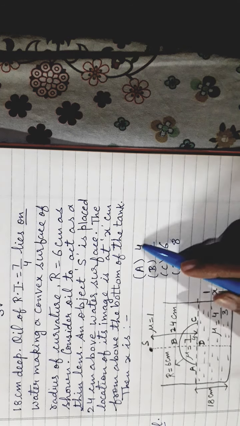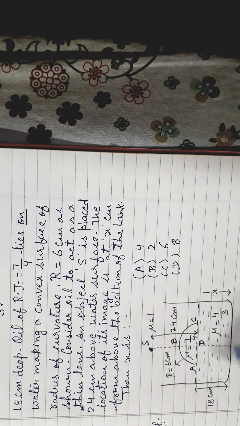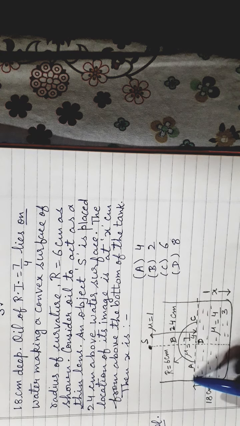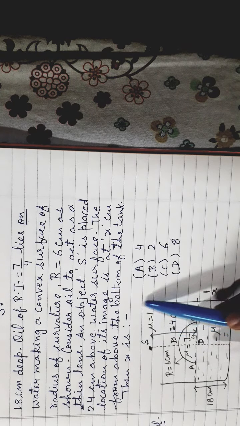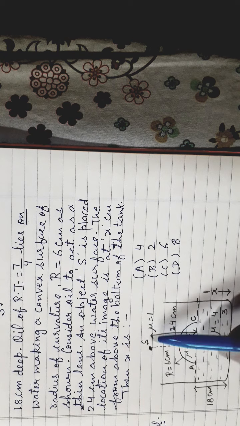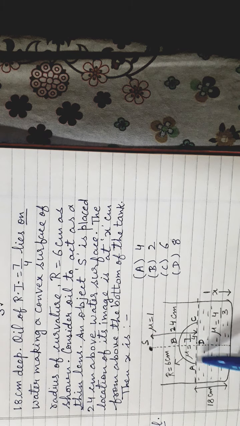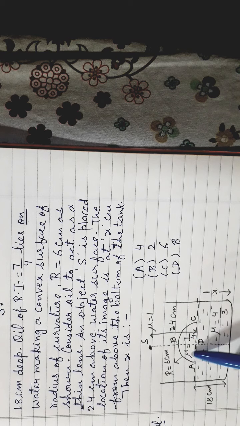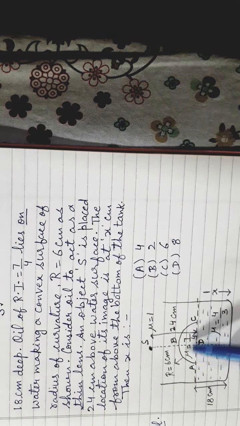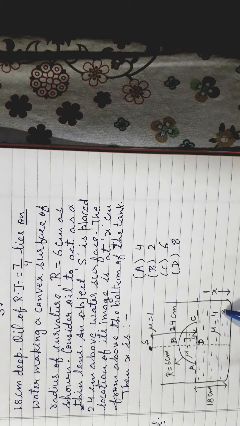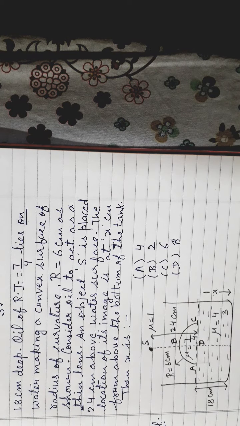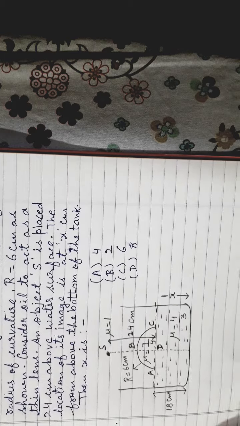So these are the options given to you, and 18 centimeter is the height of water in the beaker. Sorry, it is a tank. That makes no difference. So mu is given as the refractive index of air, which is always 1. Oil drop refractive index is given as 7/4. So you can write 7/4 here, and the refractive index of water is given as 4/3. So let us start solving this question.